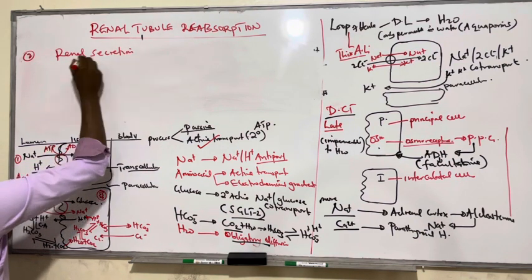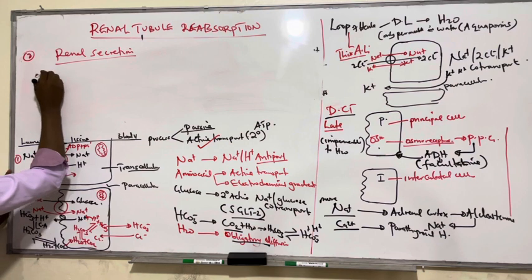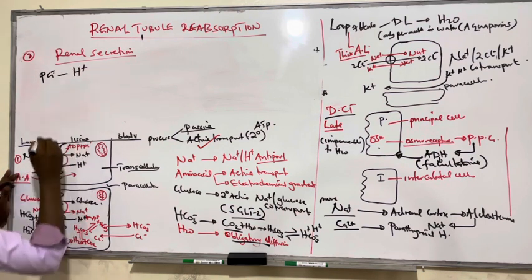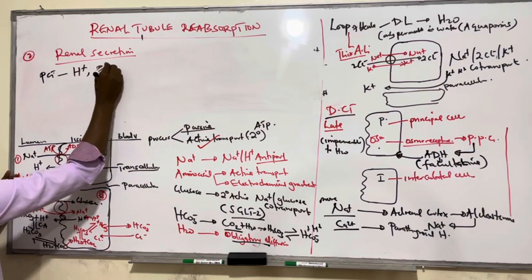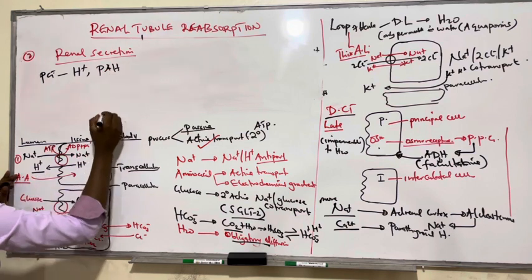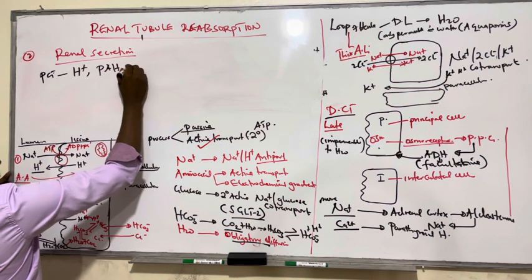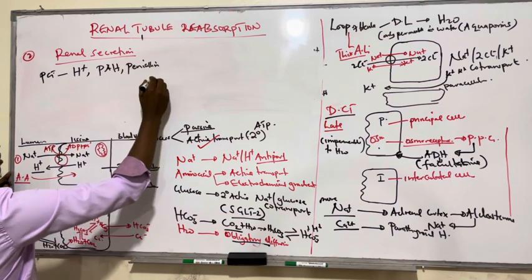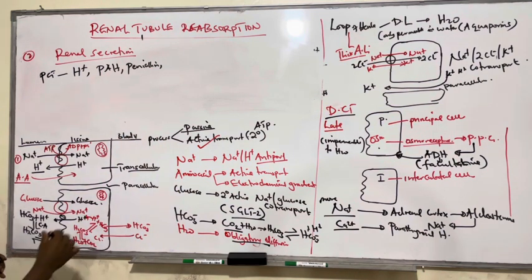And renal secretion, we see the major substances which are secreted by the renal tubules. In the PCT, we see secretion of hydrogen in exchange for sodium. We see secretion of para-aminohippuric acid. We see secretion of penicillin. If you have been on penicillin drug, we see also secretion of ammonia.